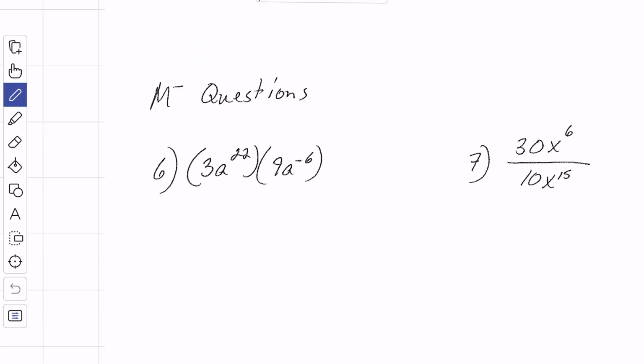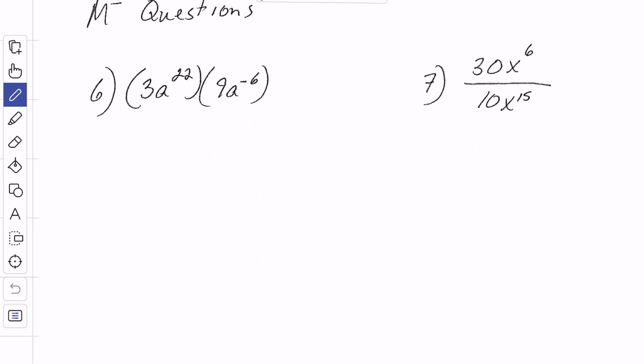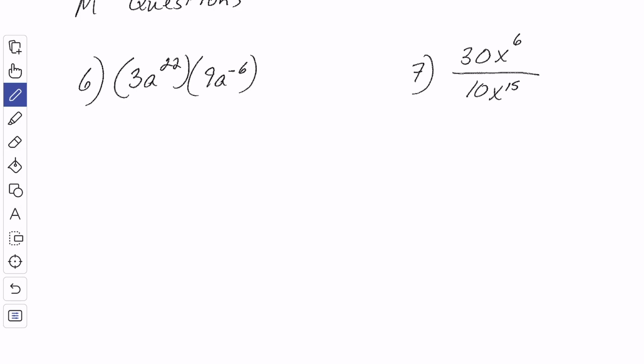Now we're looking for n minus, and n minus is going to be where it might still be just one rule, but now it's a variation of that rule where it adds a little bit more to it. So here we're doing 3a to the 22nd times 9a to the -6.